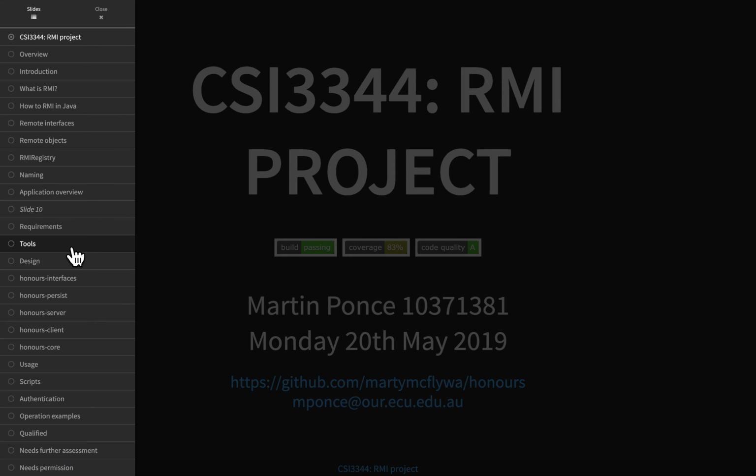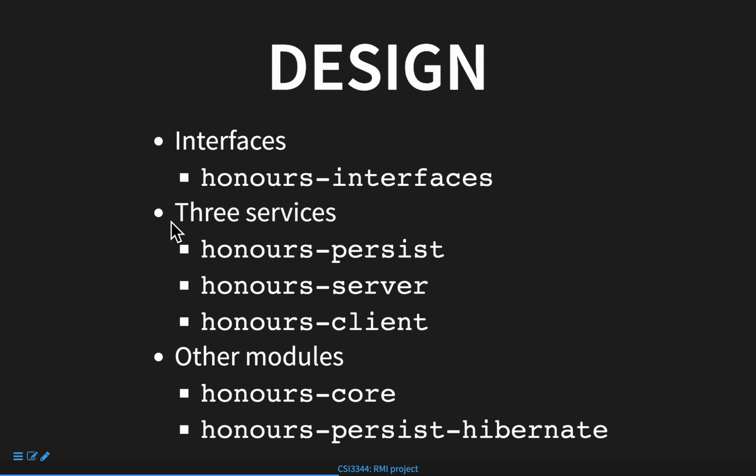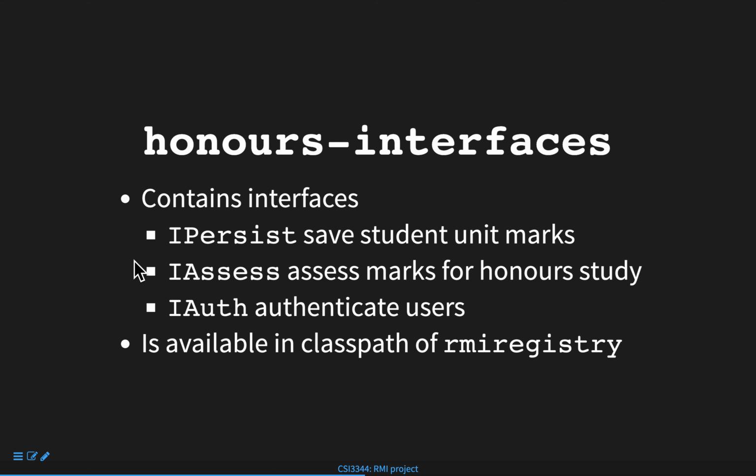Cool. So where am I up to? Tools. Right. So next, moving on. The design: I've got an interfaces package, which contains all the remote interfaces. Then I have 3 services: Honors Persist, Honors Server, and Honors Client, which have their own implementations of some remote interfaces, and then I have a couple of other modules: Honors Core and Honors Persist Hibernate, which I'll talk about quickly. So Honors Interfaces contains all the interfaces.